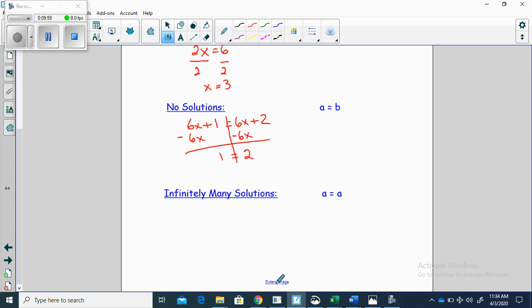Now let's look at coming up with one that has infinitely many solutions. They need to have the same thing on both sides. How about 2x plus 3 is equal to 2x plus 3? These look exactly the same, don't they? Let's subtract the 2x from both sides and see. I've got 3 is equal to 3. And that's exactly what I have. Those two are equal.